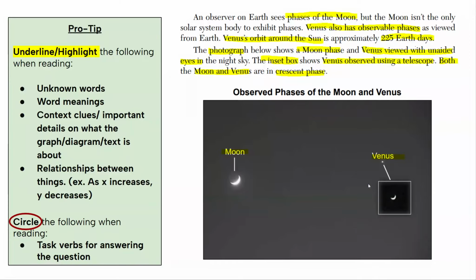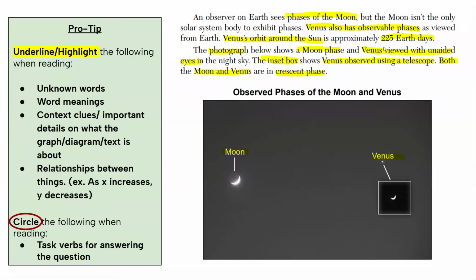And Venus, right here, I'm going to highlight that, viewed with unaided eyes in the sky. So it seems like this is without a telescope. So I'm just going to highlight that Venus is viewed with unaided eyes, sorry, without a telescope. The inset box must be talking about this box right here, so I'm going to highlight that. Shows Venus observed using a telescope.